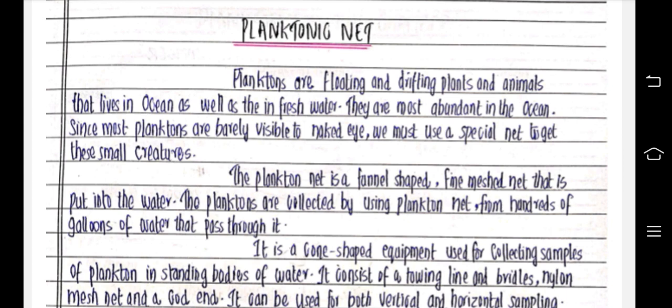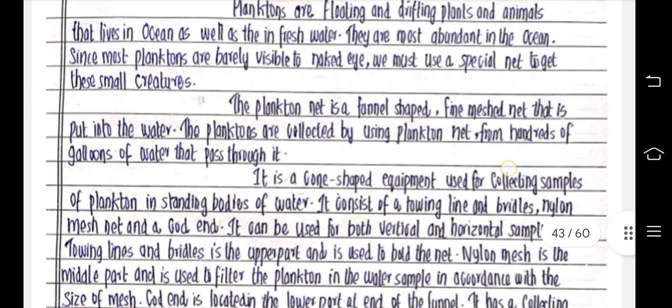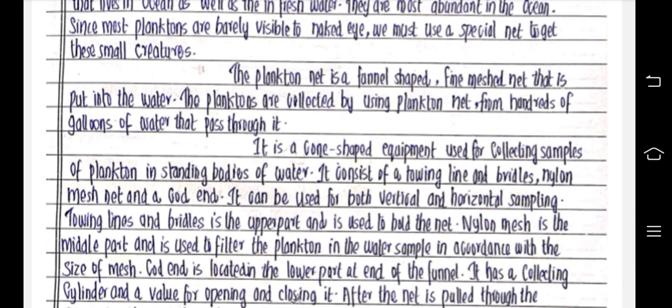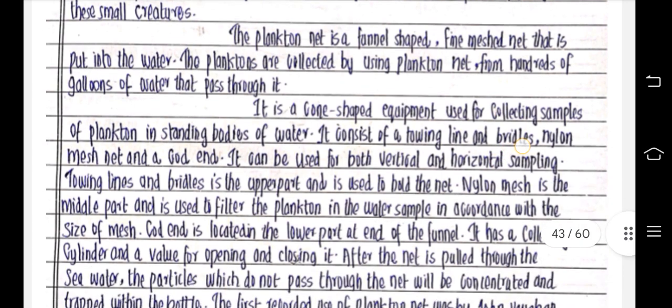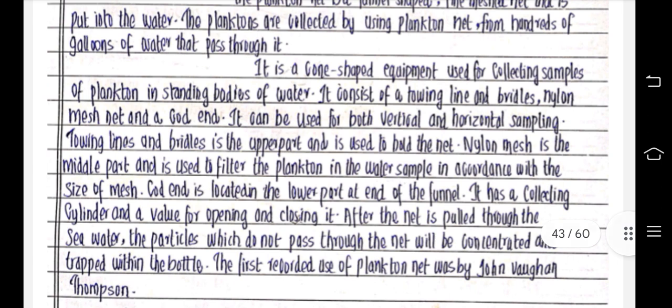The plankton net is a funnel shaped fine meshed net that is put into the water. The planktons are collected using the plankton net from hundreds of gallons of water that pass through it. It is a cone shaped equipment used for collecting samples of plankton in stagnant bodies of water. It consists of towing line and bridles, nylon mesh net, and codend. It can be used for both vertical and horizontal sampling.